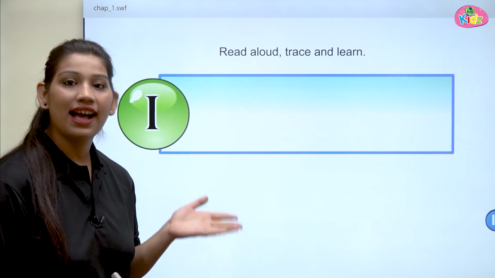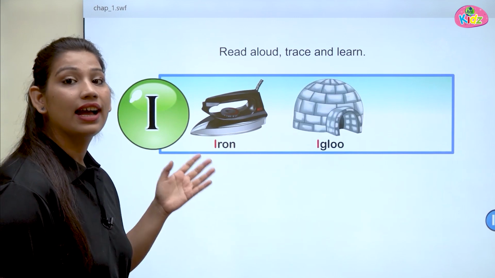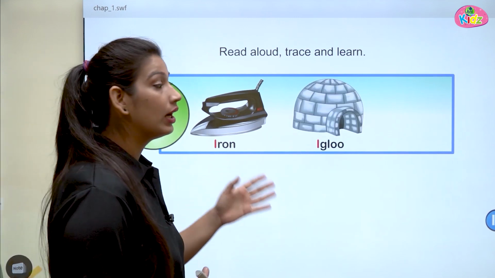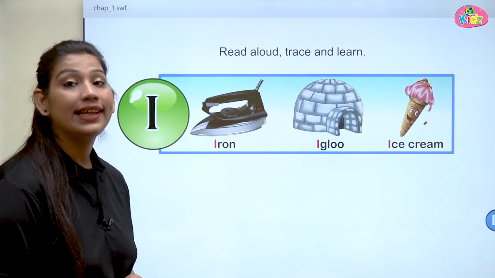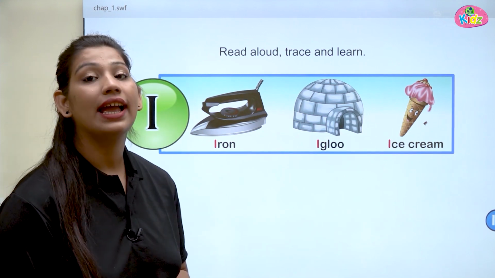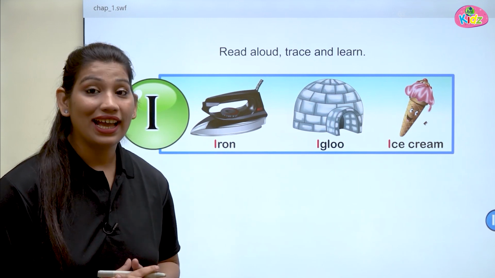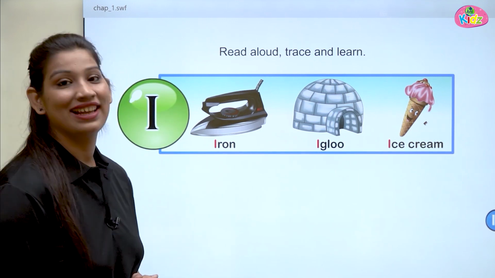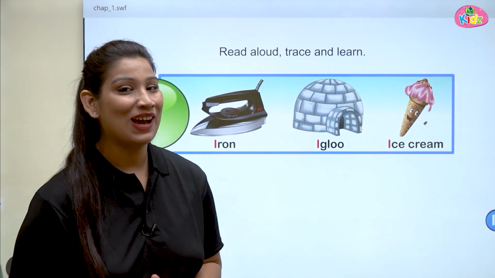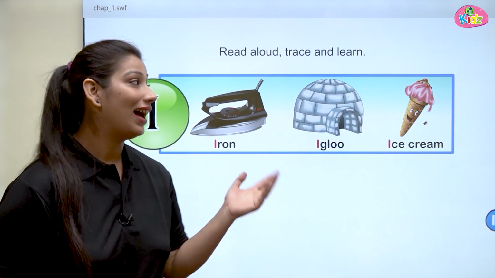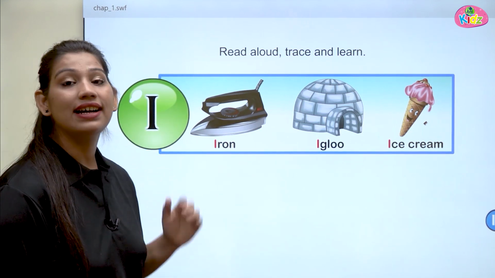This is letter I. I says E. I, E, iron. I, E, igloo. I, E, ice cream. I sounds E. I know you all love to eat ice cream. I, E, ice cream. This is letter I.